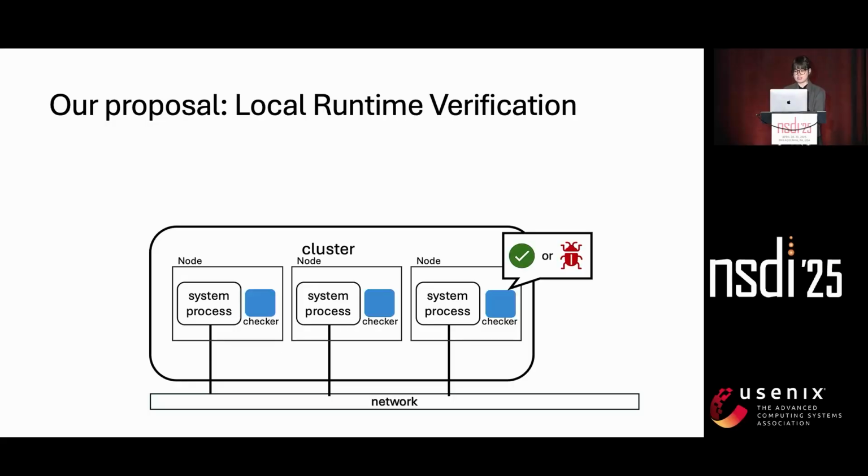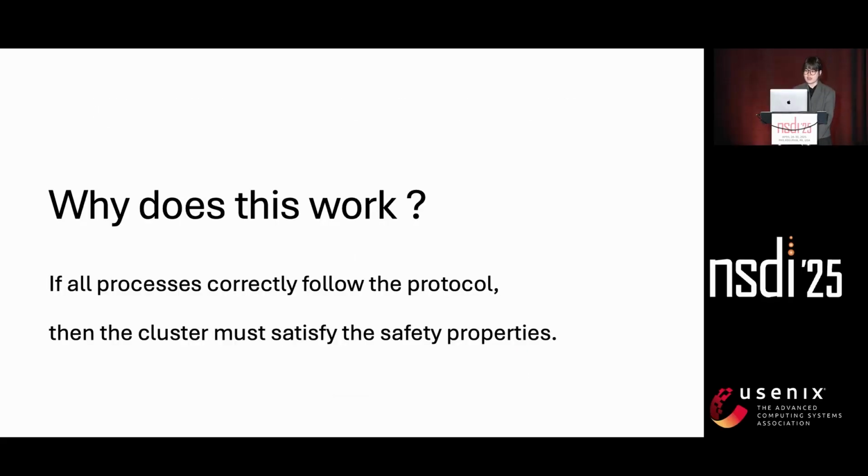However, unlike the distributed snapshots, the checker in Ellsberg will not communicate with any other nodes, and thus it will not incur extra communication costs or be affected by the failures of other nodes. The key idea behind Ellsberg's local design lies in the observation that if all processes correctly follow the protocol, then the cluster must satisfy the safety properties.